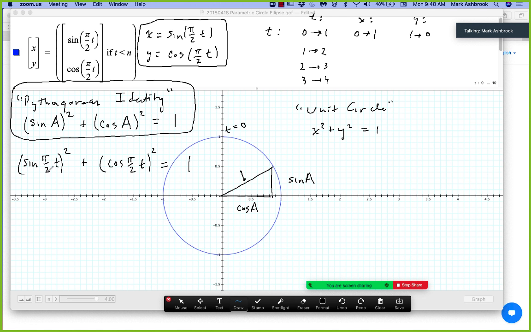But what is sine pi over 2t? What is sine of pi over 2t? 1. No, it changes. It's a function, right? Takes on many values because t takes on many values. But in our function, what is sine of pi over 2t?